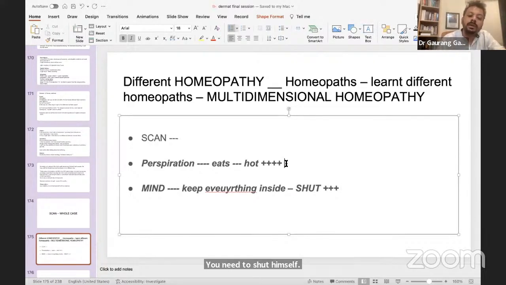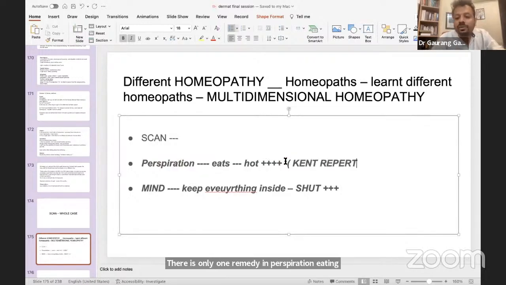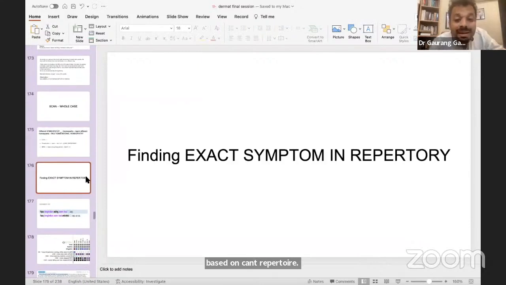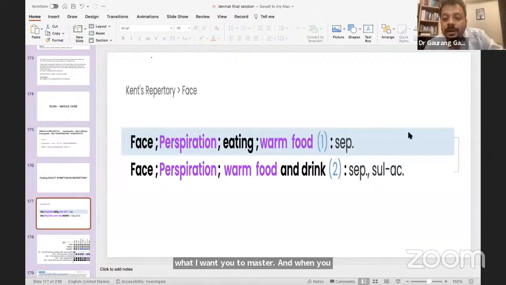There is only one remedy in perspiration: eating something warm. How do I know it? Kent Repertory. Kent Repertory may seem very easy, but remember, till 15, 20 years back, 90% of homeopathy was based on Kent Repertory. That's why finding the exact symptom in repertory is what I want you to master. When you open Kent Repertory, ladies and gentlemen, and open the rubric sweating on the face while eating warm food, there is only one remedy, plain Jane.